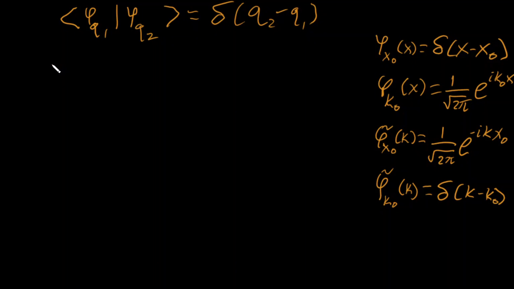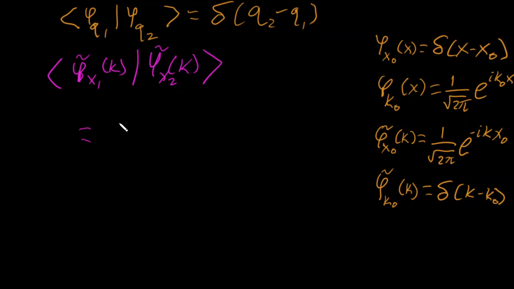So if we're taking the inner product of phi sub x1 tilde of k with phi sub x2 tilde of k, we can't really do this integral in the x basis because we're not given functions of x. These are specific values. We're given functions of k.